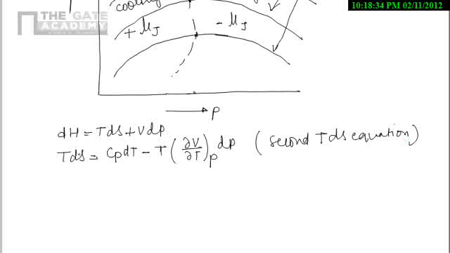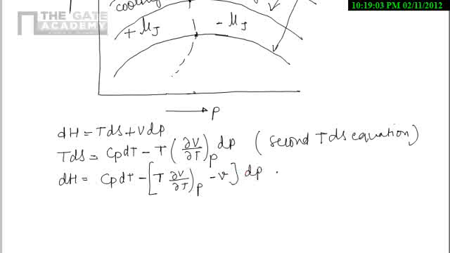Now if we put the TdS value in the first equation, I will get dH equals Cp dT minus T (del V by del T) at constant pressure minus V dP. So from the first two equations I can write dH equals Cp dT minus T (del V by del T) at constant pressure minus V dP.